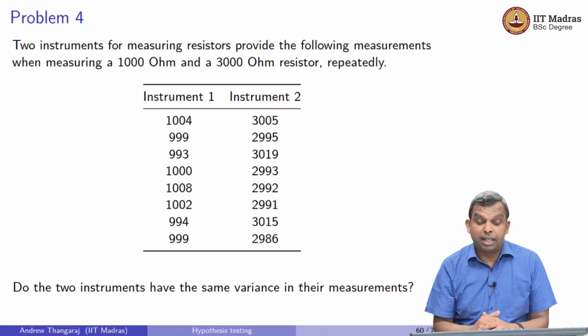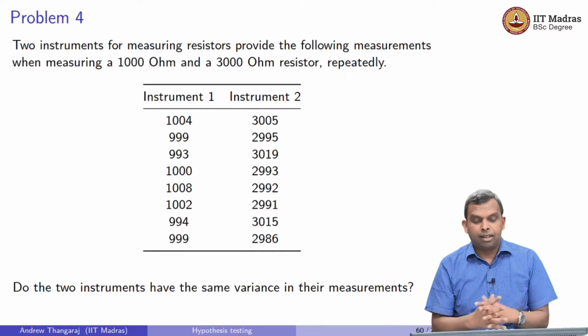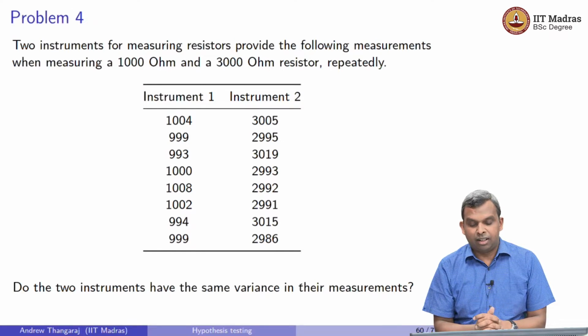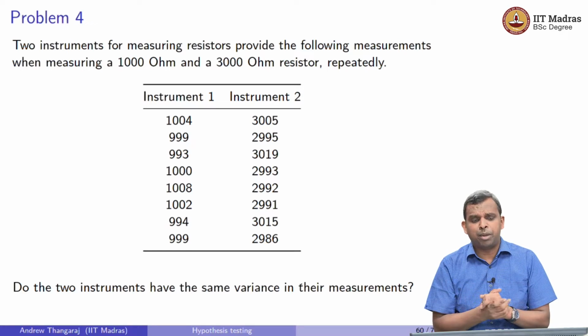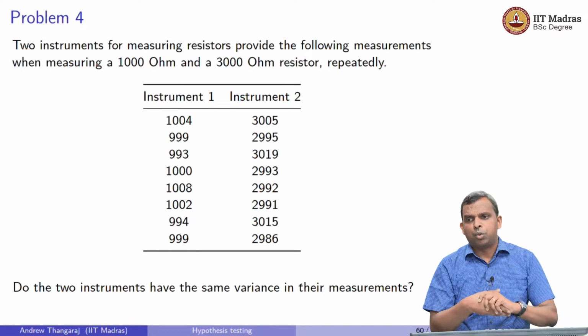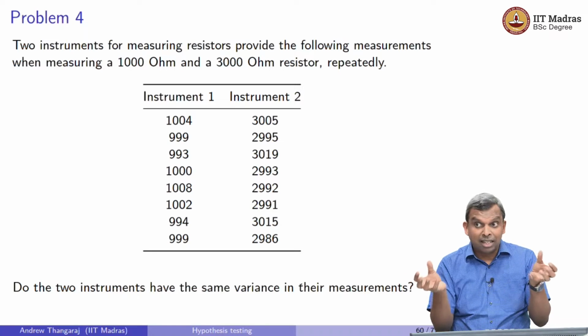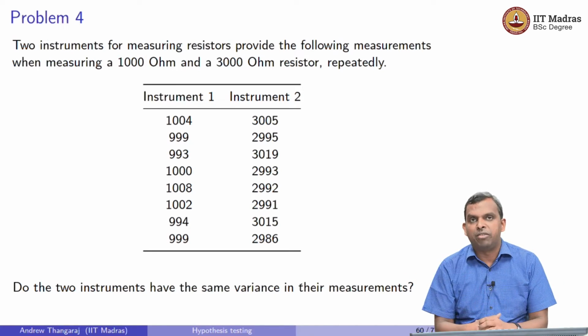So here again data has been given, and we have to compare variances and say if they are equal or not. This is important, because quite often you have instruments and you want to calibrate them with respect to each other. You want to see if both of them are the same in terms of variance. So this is an important calculation to do.